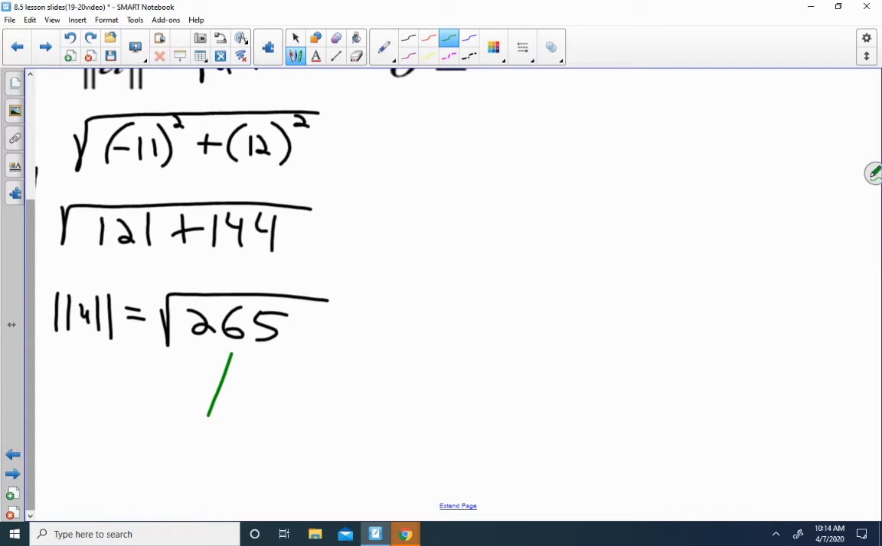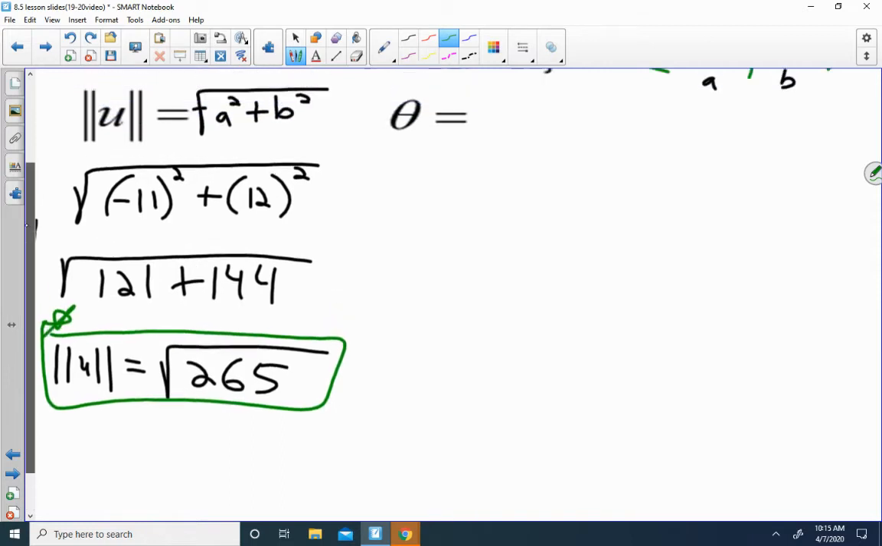And I'm going to try and see if we can split this using a perfect root. And I will let you know I've tried. I tried using the square root of 1, square root of 4, square root of 9, square root of 16, square root of 25, square root of 36, square root of 49, etc., etc. I couldn't find anything that worked. So in other words, the square root of 265 stays as it is. And that's your answer for the magnitude, just like that. Piece of cake.